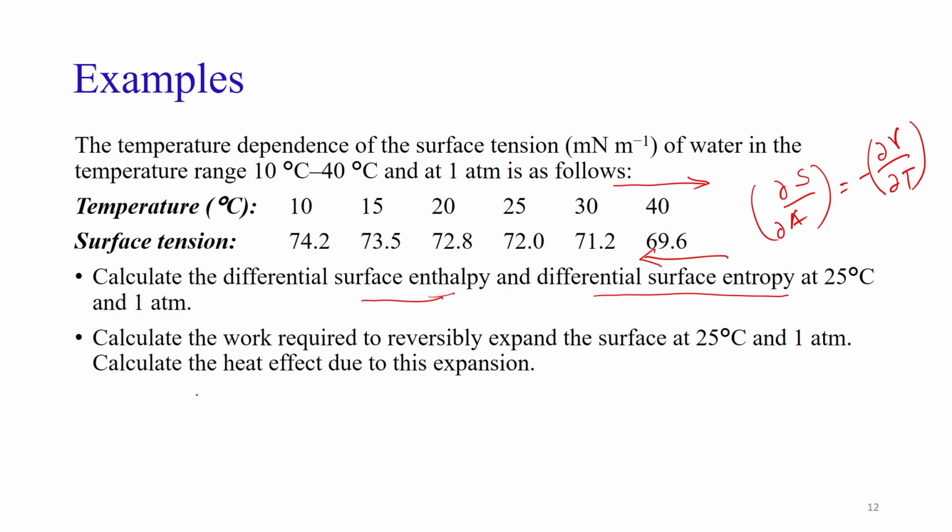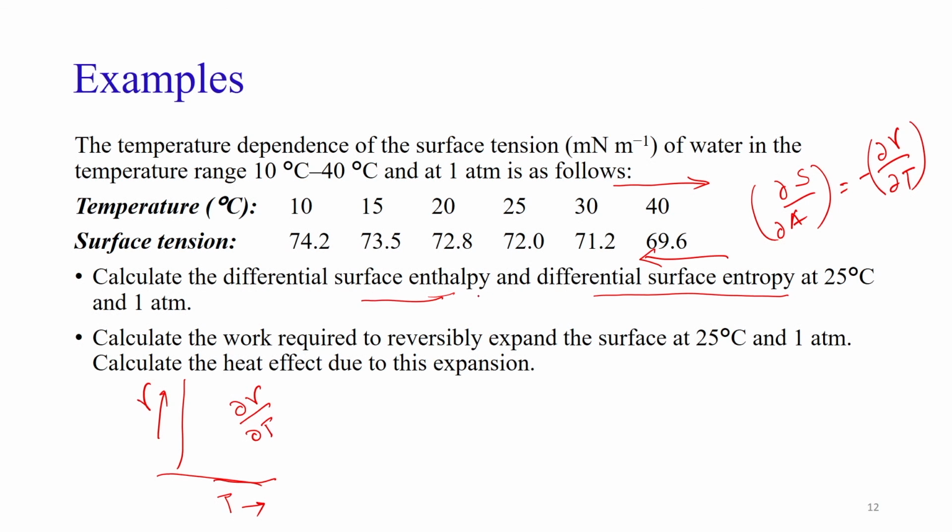So, if you plot between, this is the temperature and this is the interfacial tension, you should be able to get the slope, which will be dou gamma upon dou T, and if the slope is known to you, you can easily calculate the differential change in the entropy. So, this will be the same delta S upon delta A, and once this delta S upon delta A is known to us, we should be able to calculate the differential enthalpy.